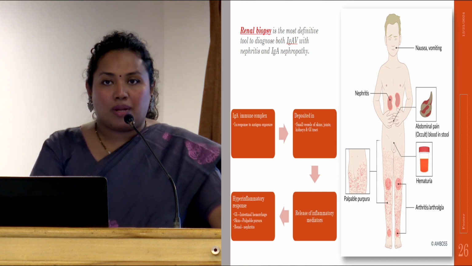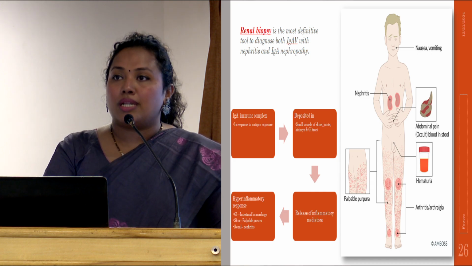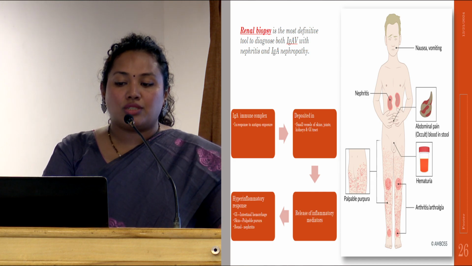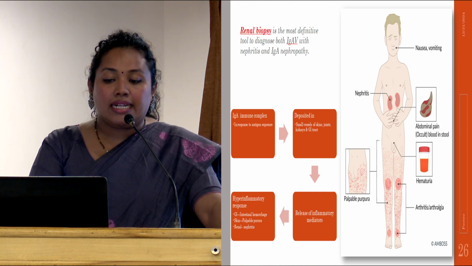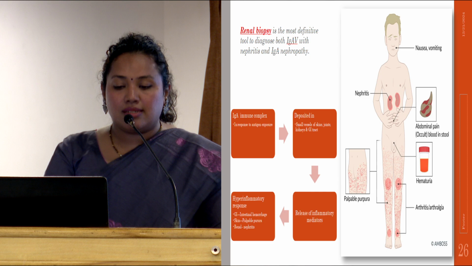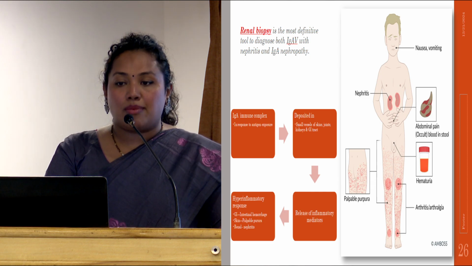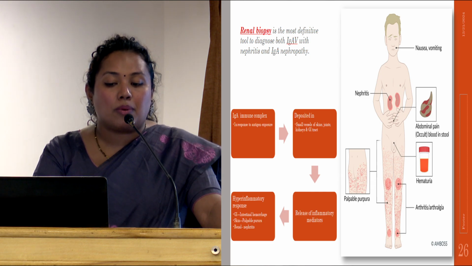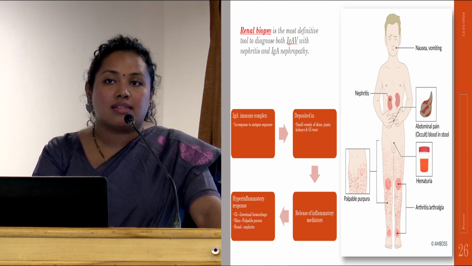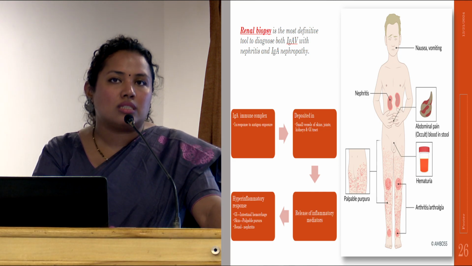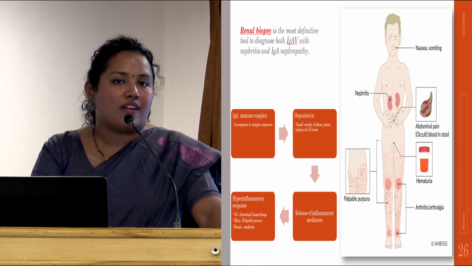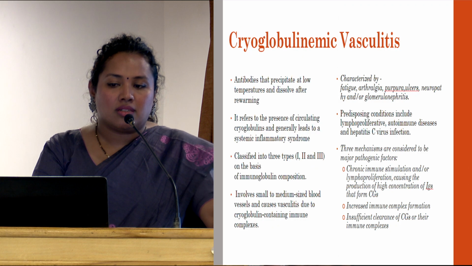IgA immune complex is developed in response to an antigen exposure, which gets deposited in the small vessels of skin, joints, kidneys and the GI tract. It leads to release of inflammatory mediators and causes damage like intestinal hemorrhage, palpable purpura and nephritis. It's more commonly seen in children, but we do see these presentations in adults also, incited by an infection or some other agent.